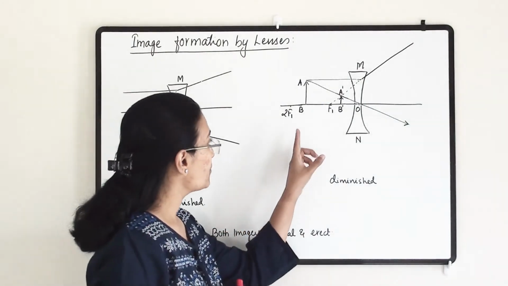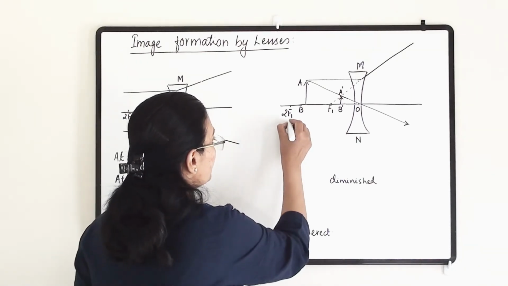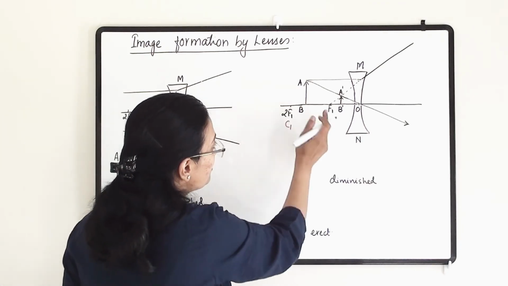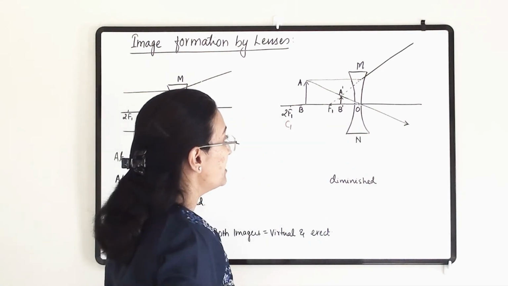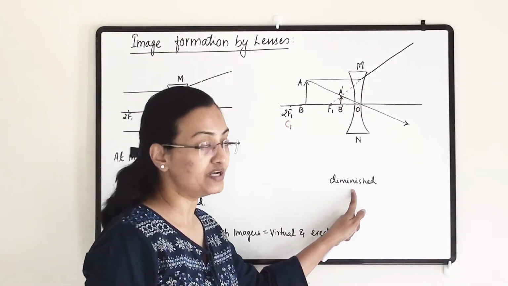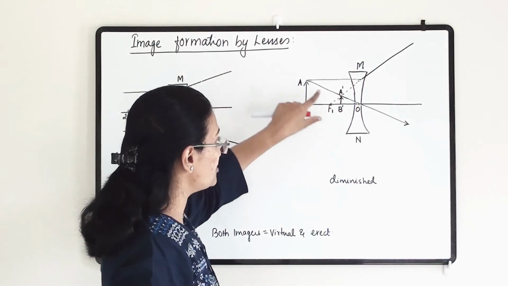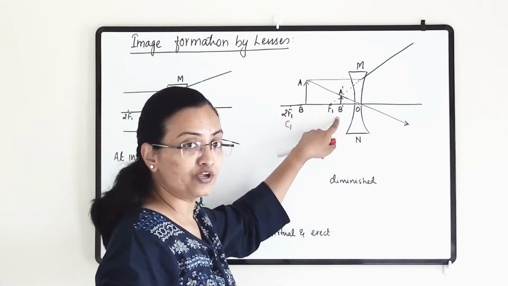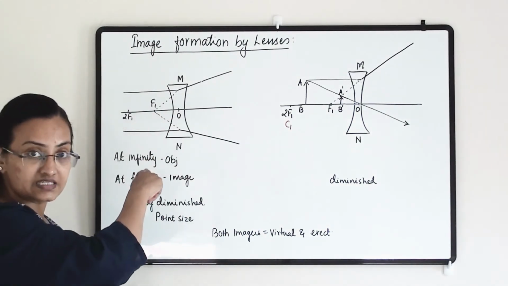Whereas in the second case, when we are keeping the object in between center of the curvature, that C1, and in between F1 and C1, we are getting the image that is in between focus point and optical center. And that image is also virtual and erect, but it will be highly diminished. So it is very small size image, as we can see that compared to the size of object, the image size is very less, and it is going to be at the same side. Here also the image we are getting towards the same side.